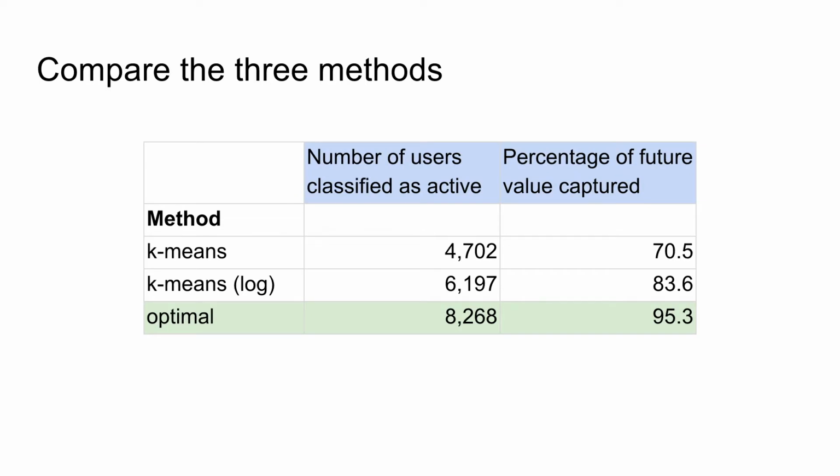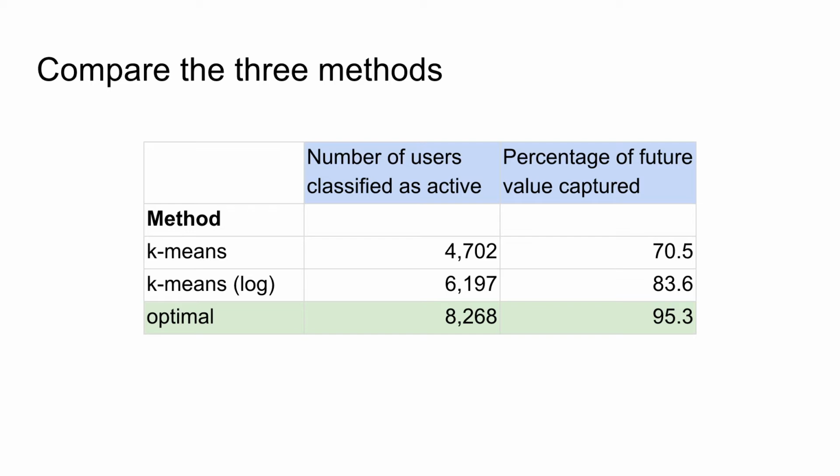Okay, so this compares the three of them. The two k-means ones capture 70 and 83% of the future value of all the users. And to get to 95%, we actually had to increase the number of users we were including. So this goes from 4,700 or 6,200 up to 8,200.